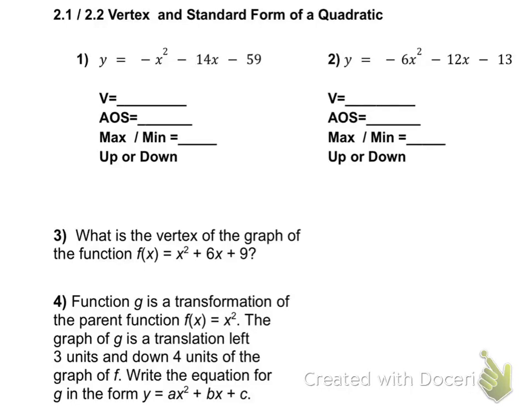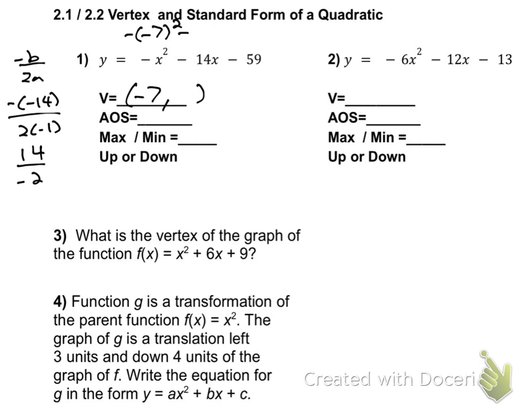Number 1, find the vertex. We need to do negative b over 2a. So that will give us negative 14 over 2 times negative 1, which gives us 14 divided by negative 2, which gives us negative 7. All right, we need to plug that back in to get k.